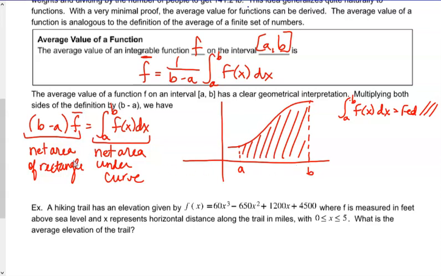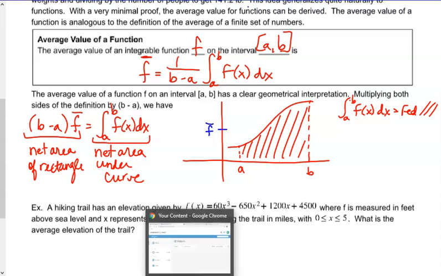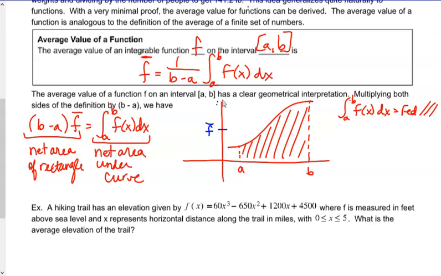The mean, the average value, would have to be the width of my rectangle. And remember, f bar is just a number, so it is a value here along our y-axis. If I create a rectangle, then this is the area of that rectangle: b minus a times f bar, in blue. And I did the lines going in that direction.